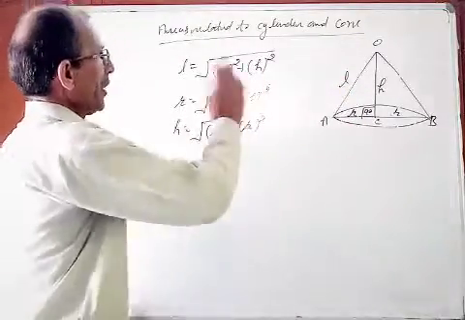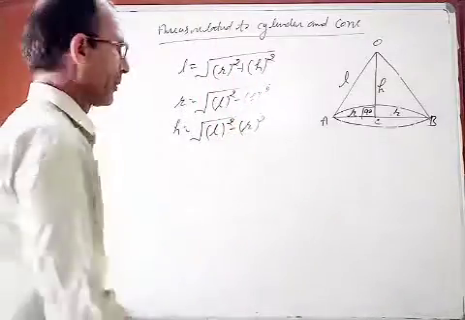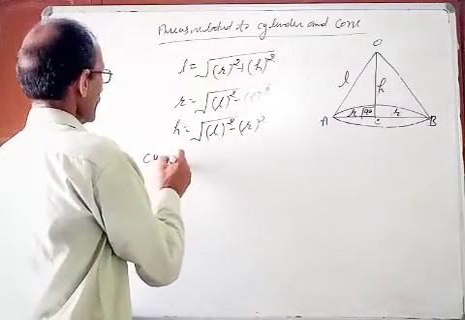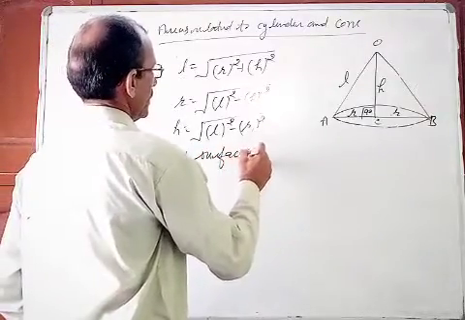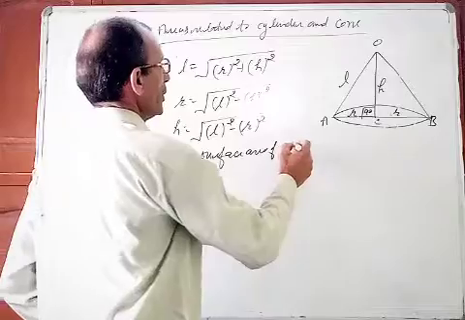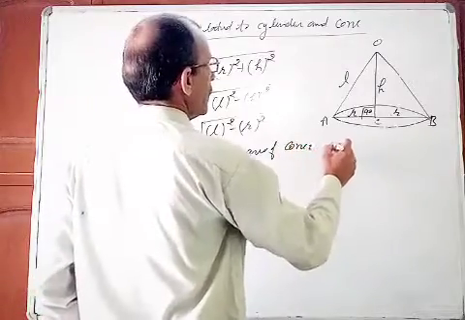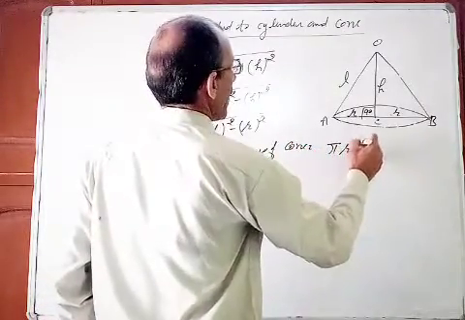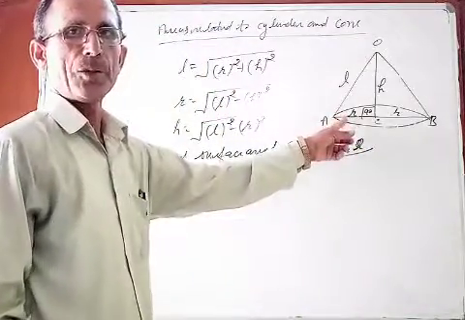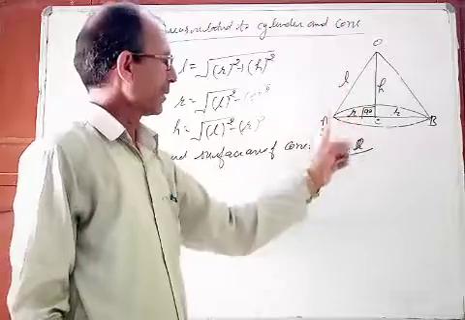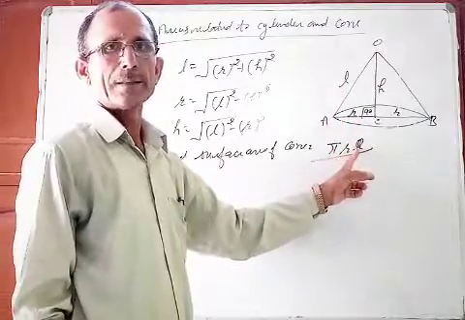So now we have to find curved surface area of a cone. Curved surface area of cone. Formula is pi RL. R is radius of the cone. L is slant height. So pi RL.